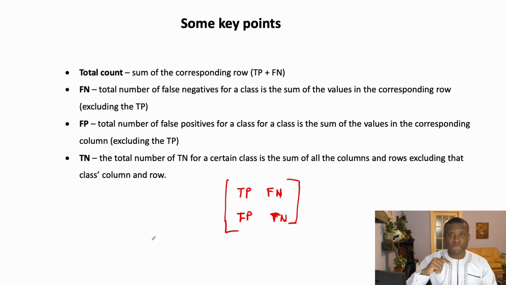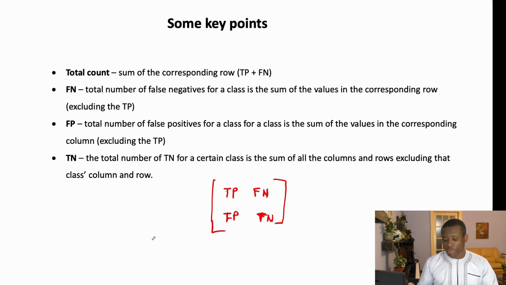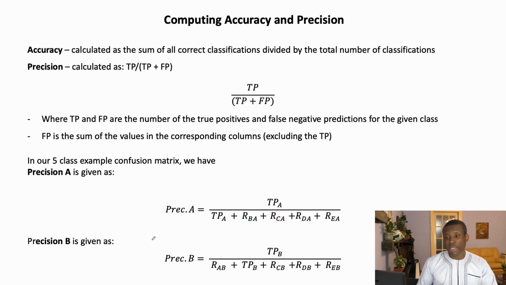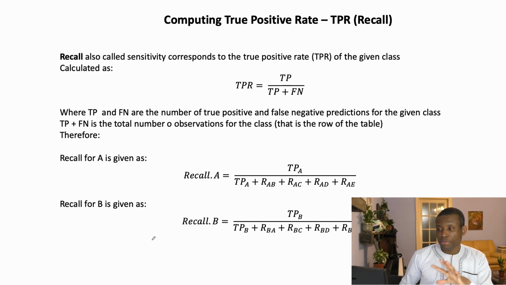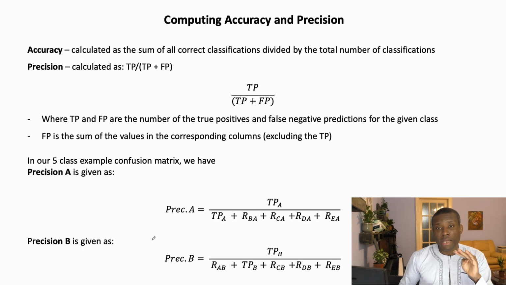So you can figure this out. This presentation you can find in the description box below this video. I would like you to read this up, and then we are going to go a bit advanced into classification. There are things you need to know, like accuracy, which is the sum of all the correct classifications divided by the number of classifications.